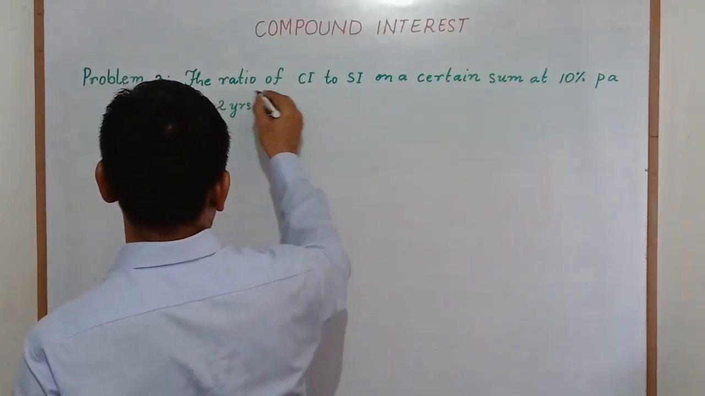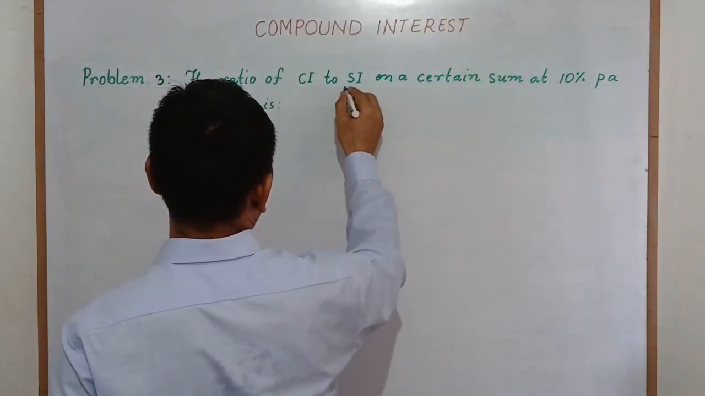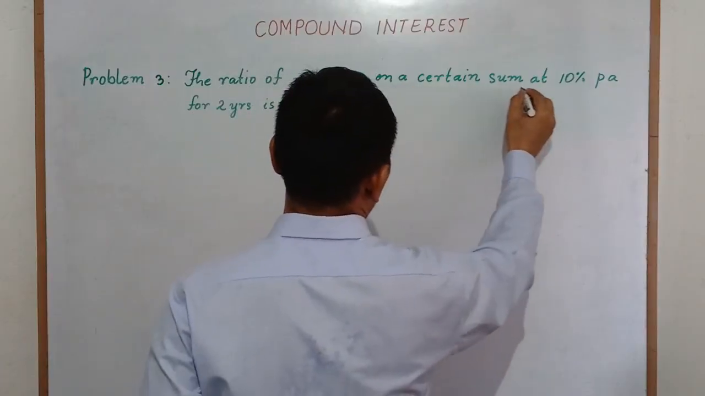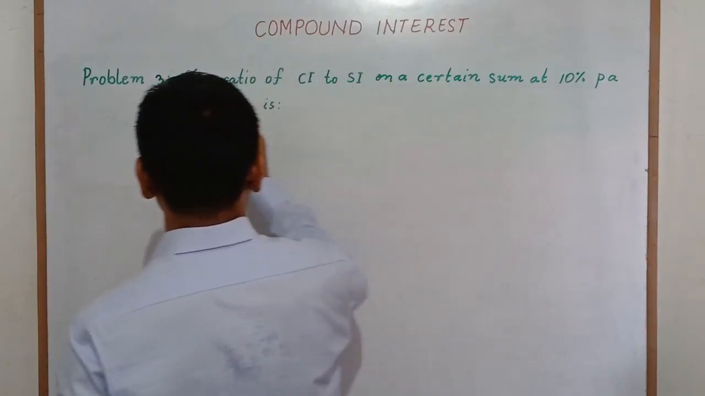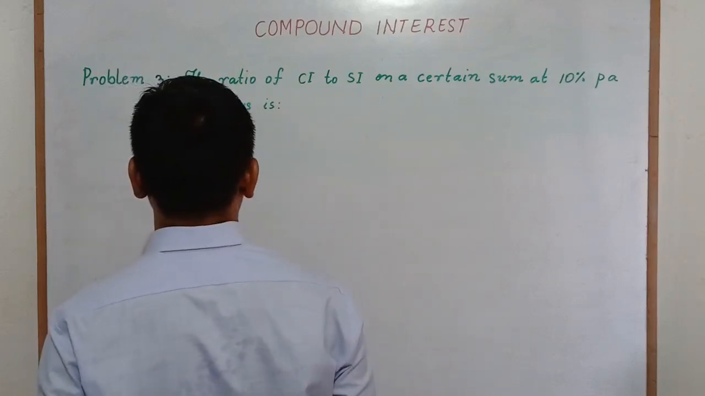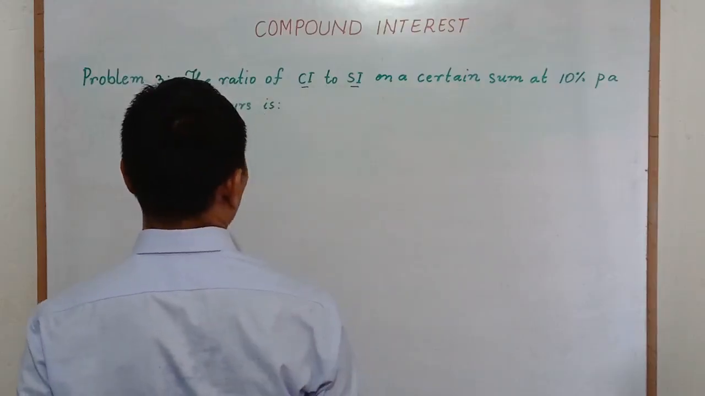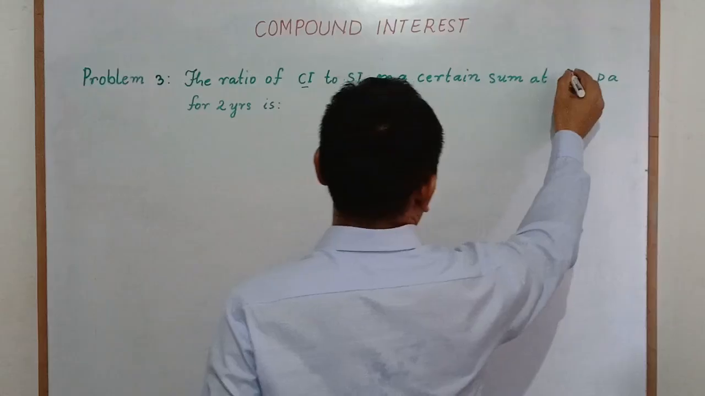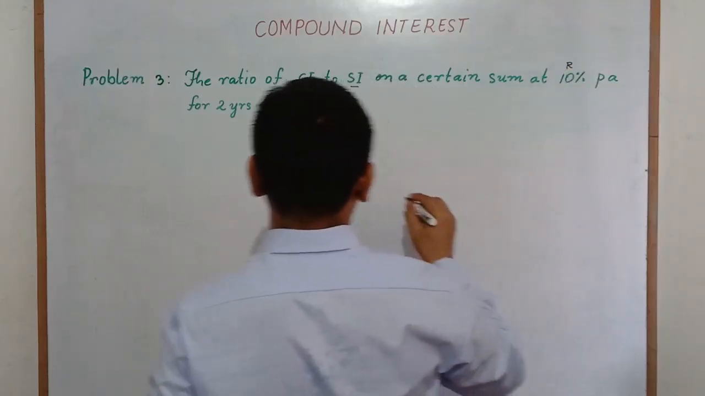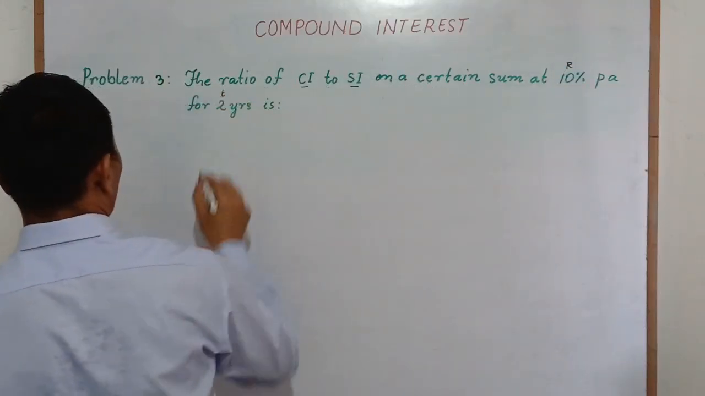Problem 3. The ratio of compound interest to simple interest on a certain sum at 10% per annum for 2 years. The compound interest to simple interest ratio is what you have to find. Rate is 10% and time is 2 years.